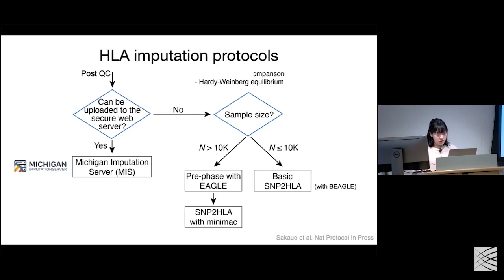So once we get post-QC data, if the genotype data can be uploaded to the public server, you can use the Michigan Imputation server for HLA imputation. And if it's not allowed to upload that to a public server, you can also use the in-house imputation on your server, depending on the sample size. The basic SNP to HLA imputation is suitable for smaller cohorts because BEAGLE is less computationally scalable. And we might consider imputation with EAGLE for phasing and Minimac for imputation for larger cohorts like biobank-scale data, like tens or hundreds of thousands of individuals.